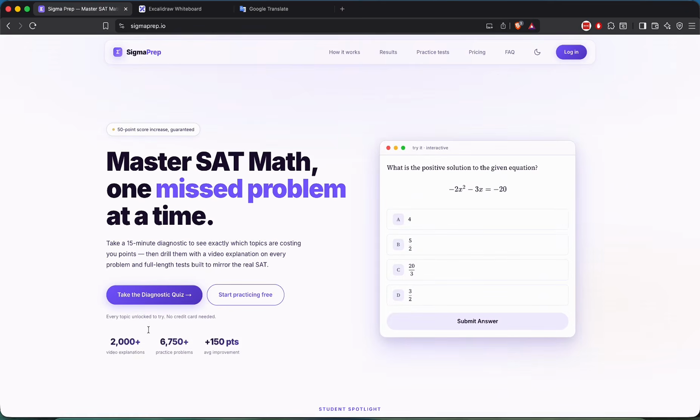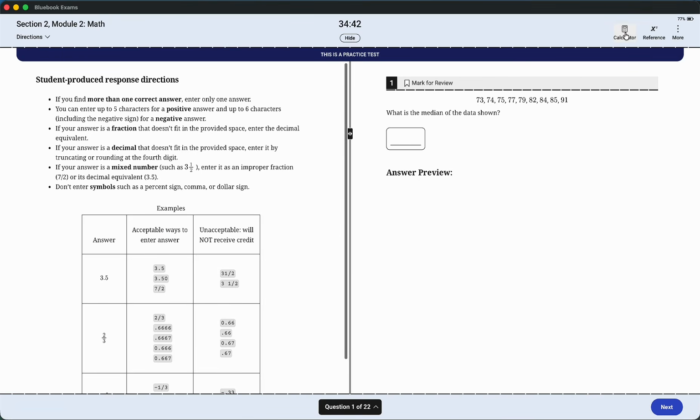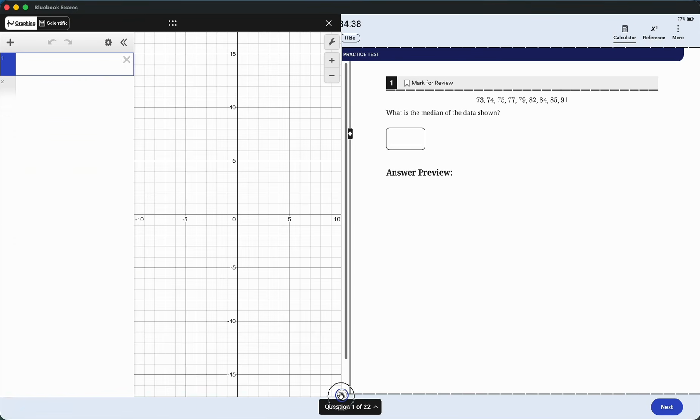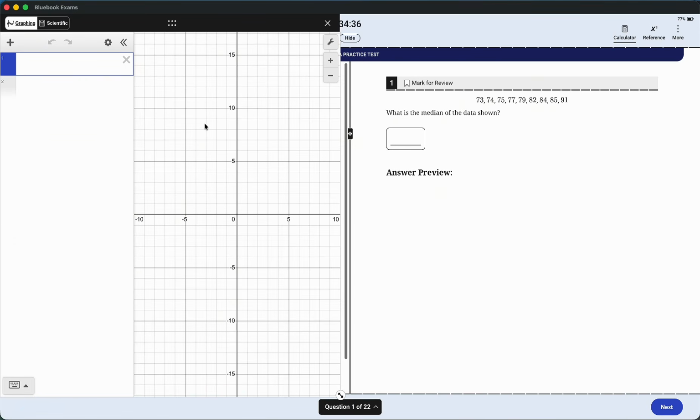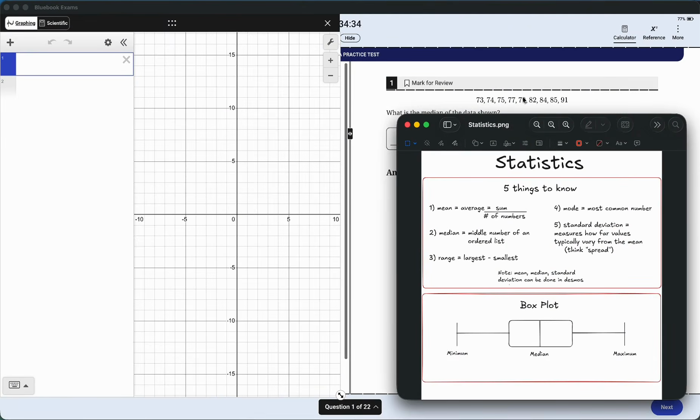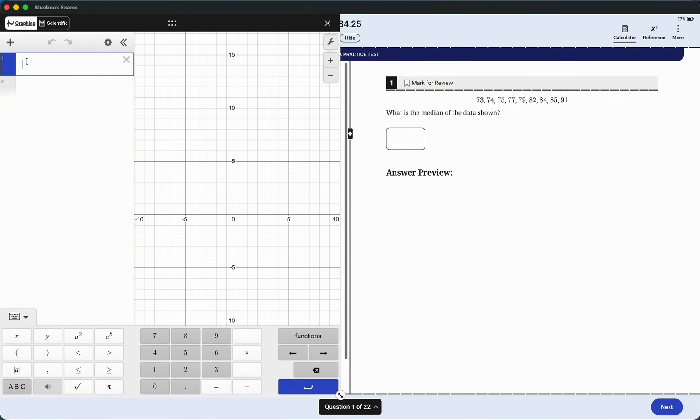Now back to module 2. All right, module 2. Number 1, open up Desmos, have this open. They want to know the median, right? So we got statistics here. These are 5 things you got to know for statistics. So median, middle number, but here's the thing. You can just put median in Desmos, right? So median, mean, and standard deviation, you could calculate in Desmos if you want to know the number. So that's what I would definitely do here.